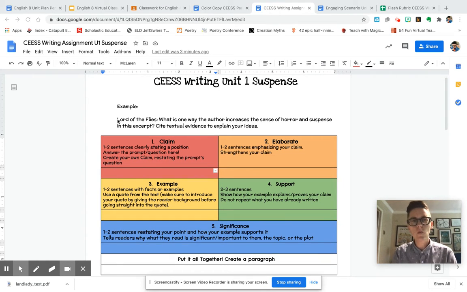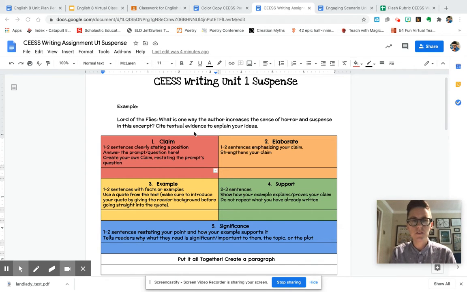We're going to take this question from The Lord of the Flies. What is one way the author increases the sense of horror and suspense in this excerpt? Cite textual evidence to explain your ideas. We're going to respond to this using a CEESS answer together. So this is a good time for you to pause the video and read the story.